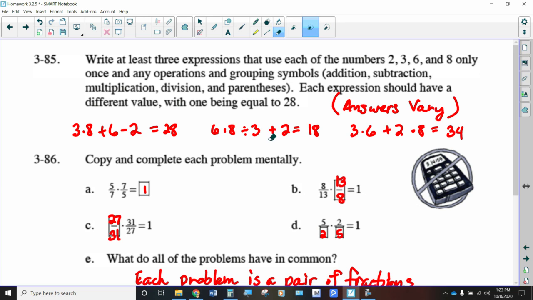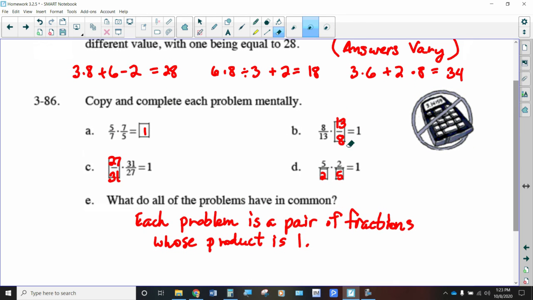But now when I start changing the order around, or had I even chosen to use parentheses, I could have changed the overall value of that expression. And there are tons of different combinations that you could use, so these are just two that I chose.